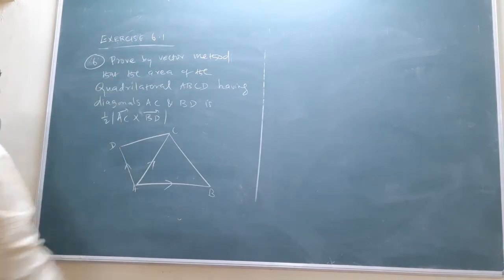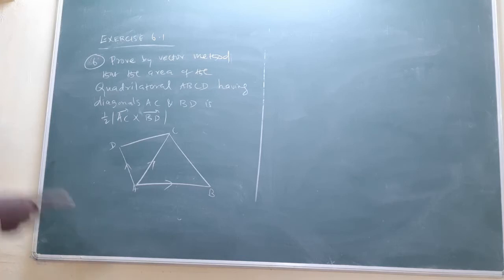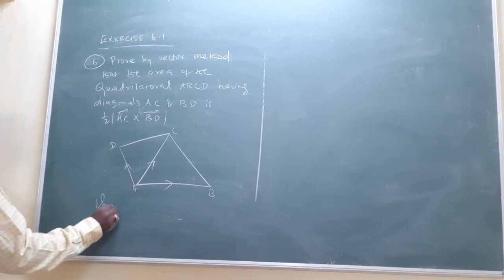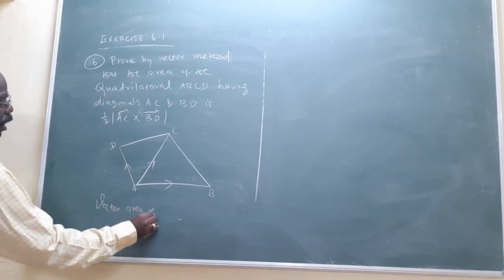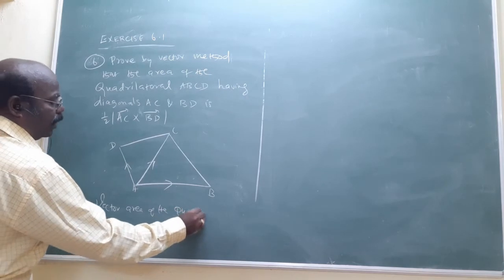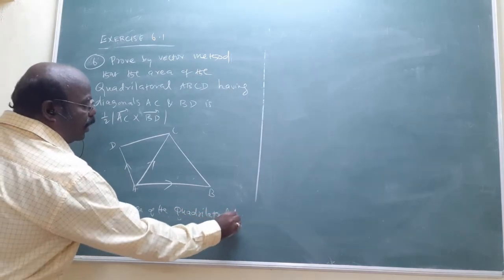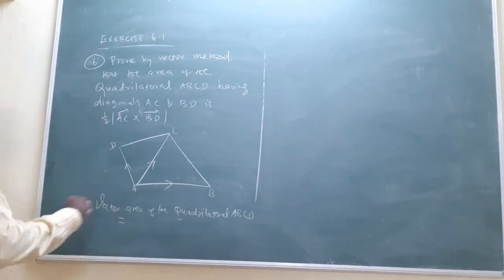Now, 6th question. Prove by vector method that the area of the quadrilateral ABCD with diagonals AC and BD is half into AC cross BD. Now, the modulus is given. That's why first find the vector area. Then only area means put the modulus. Vector area means without modulus. Now start with the vector area of the quadrilateral ABCD.